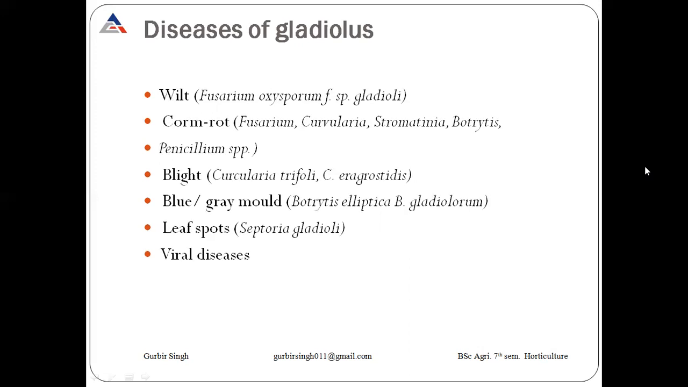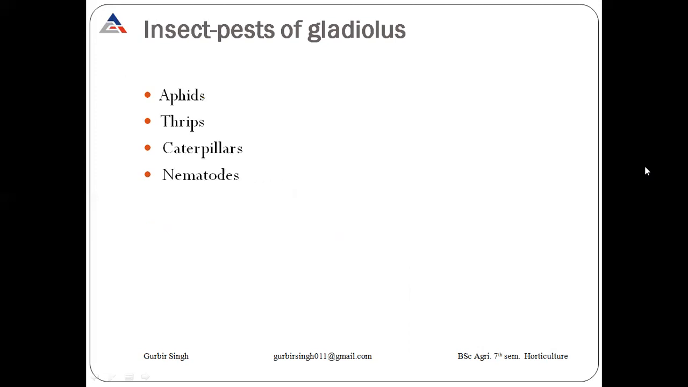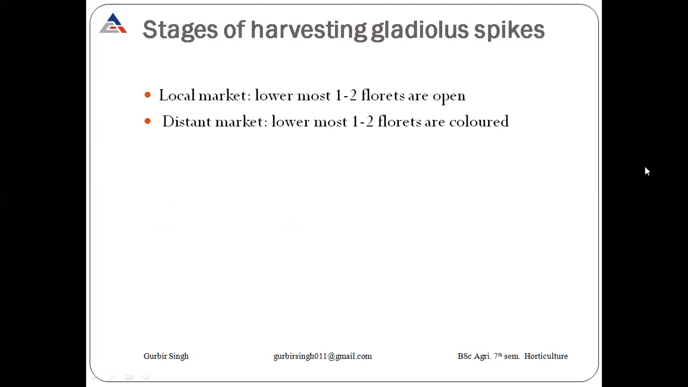Next is diseases of Gladiolus. The important diseases are wilt, corm rot, blight, blue mold, leaf spot, viral diseases, etc. Next is important insect pests of Gladiolus. Aphid, thrips, caterpillar, nematodes are the insect pests of Gladiolus.